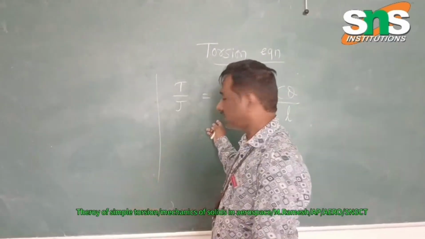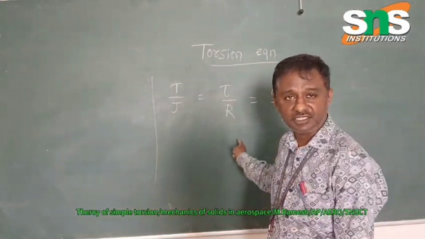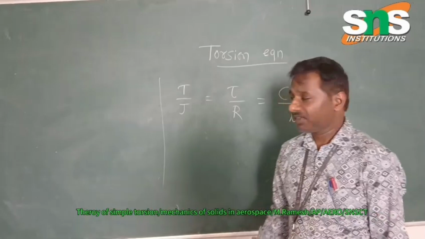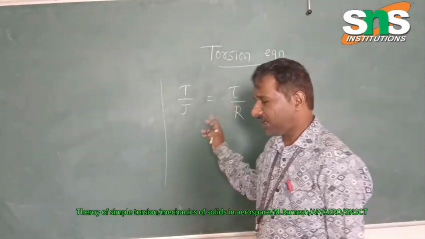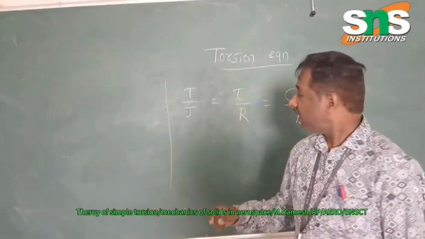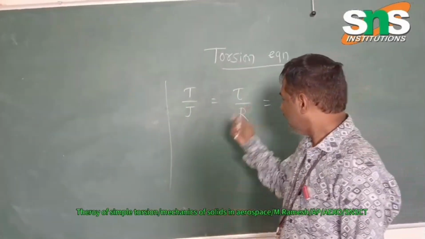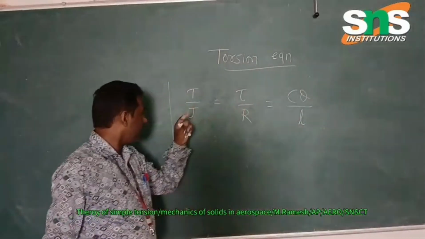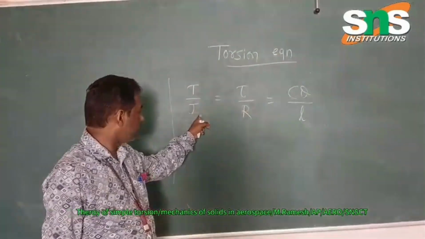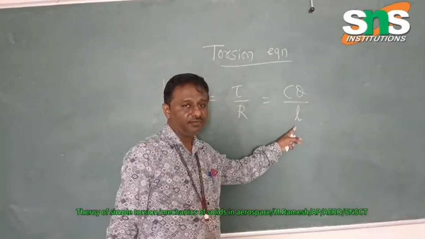In this session, we are going to discuss the topic torsion equation, which comes under the mechanics of solids for the aerospace second year students. Before this, we discussed the simple bending equation. Following that, we are going to study the torsion equation, which is written like this: the simple torsion equation, T by J is equal to tau by R, which is equal to C theta by L.